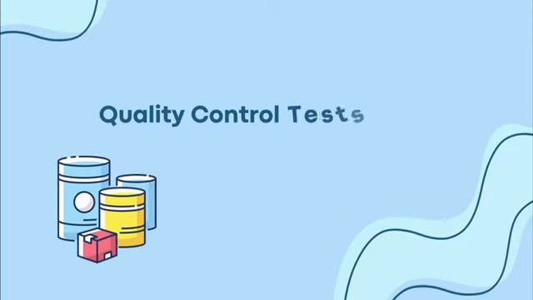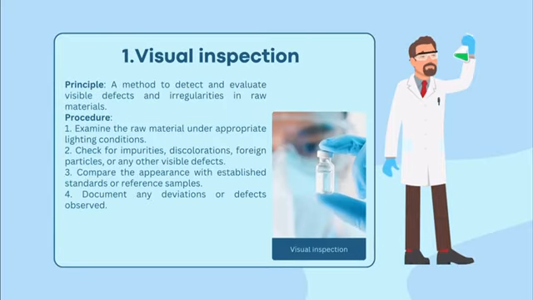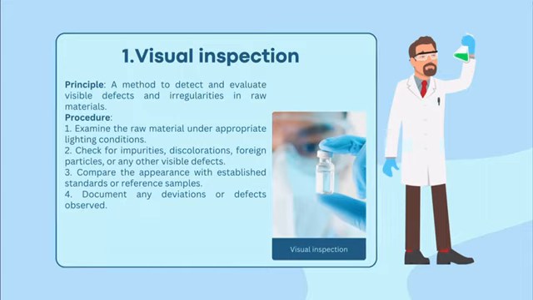Quality control tests of raw materials. 1. Visual inspection. Principle: a method to detect and evaluate visible defects and irregularities in raw materials. Procedure: 1. Examine the raw material under appropriate lighting conditions. 2. Check for impurities, discolorations, foreign particles, or any other visible defects. 3. Compare the appearance with established standards or reference samples. 4. Document any deviations or defects observed.